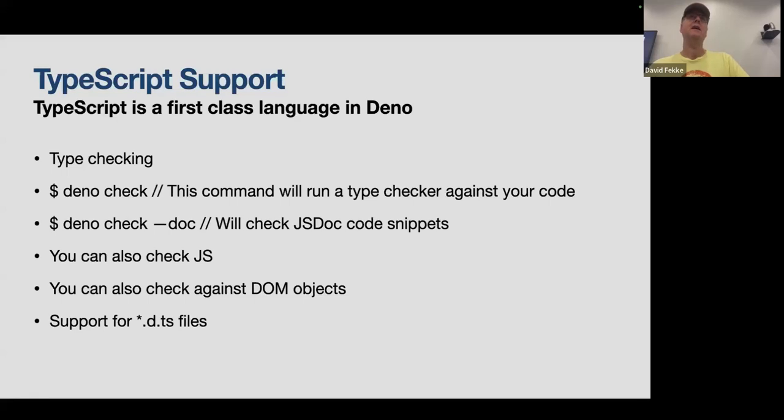The only thing is that it doesn't have any checking built into it for the types. One of the things you do get with Deno is type checking, which is important because if you're using one type that doesn't go where another one's supposed to go, that can cause problems. They also have a way to check JSDoc code snippets. A lot of people do their typing on their JavaScript with JSDoc code snippets, and Deno can check that as well. So they've got some pretty cool checking features. You can also check against DOM objects, and they also have support for .d.ts type files.